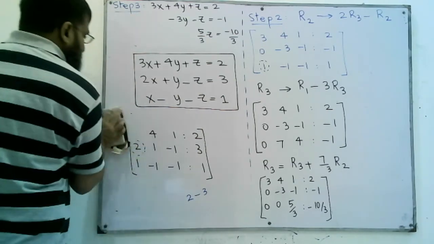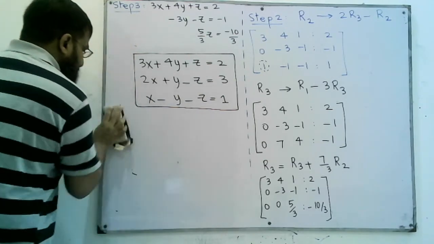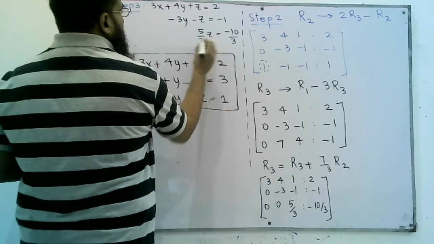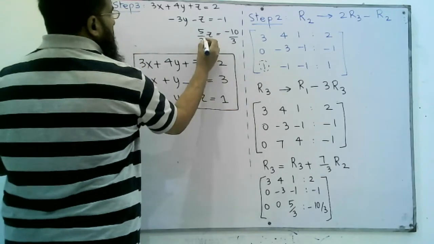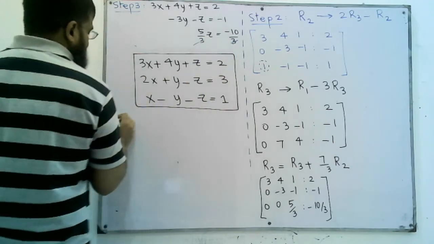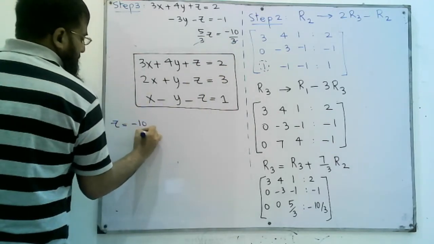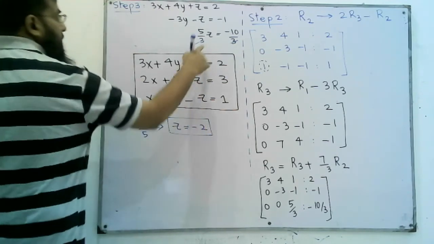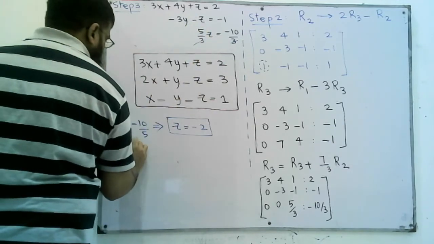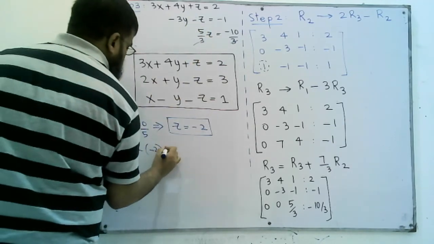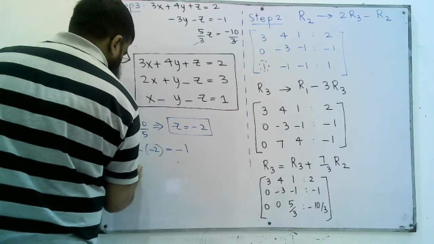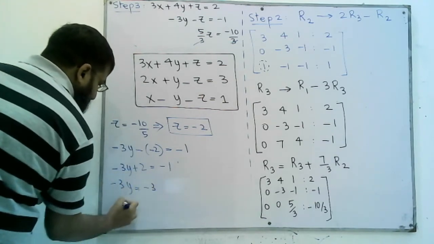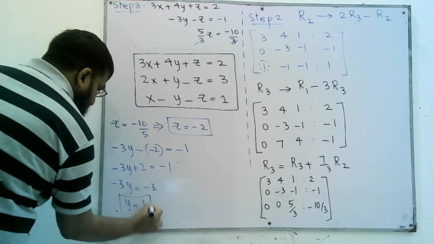Right, so with these given equations we can straight away calculate z, because 5 by 3 z is equal to minus 10 by 3. This 3 cancels with this 3, and z comes out to be minus 10 over 5. z is minus 2. We can plug this value of z here, minus 2, and can find minus 3y minus 2 is minus 1. Minus 3y plus 2 is minus 1. Minus 3y is minus 3, or y is 1.